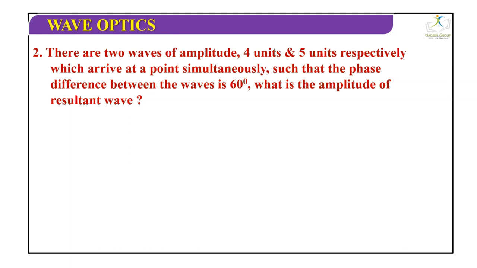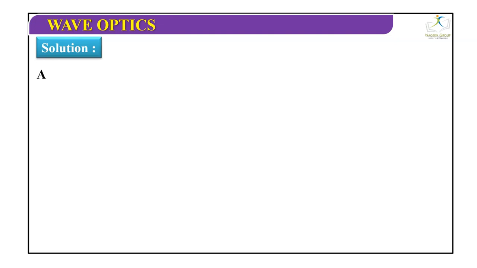So what is the amplitude of the resultant wave? Options: under root 61, 3, root 60, 61. The correct answer is under root 61. Let us see the solution of this question, like how it will become.